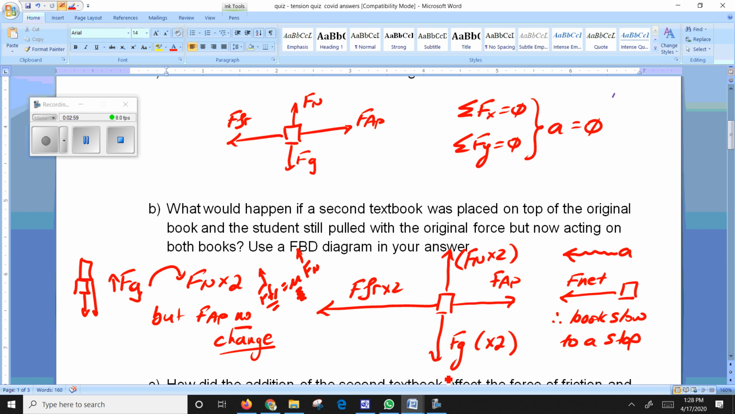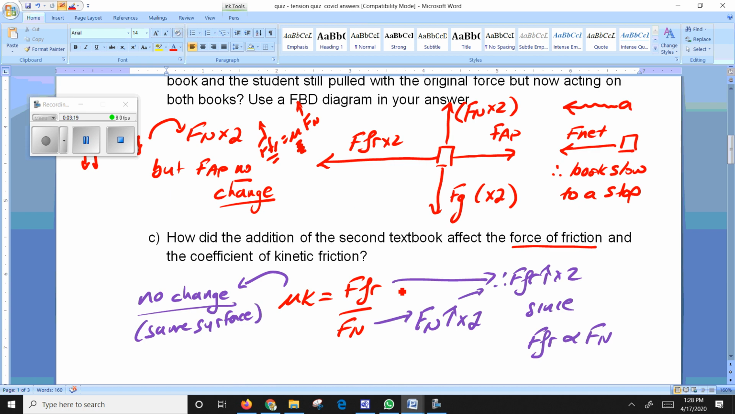Now, because I'm still pulling with the exact same force as before, my overall force is going to be backwards. We're going to accelerate backwards, and the book will eventually slow to a stop. A lot of you didn't mention the slowing to a stop, or some of you forgot to increase the size of the arrows for the vertical components, the gravity and normal here. All right. Now, how did the addition of the second textbook affect the force of friction, the coefficient? Well, we talked about the coefficient. It stays the same. It's the same surface.